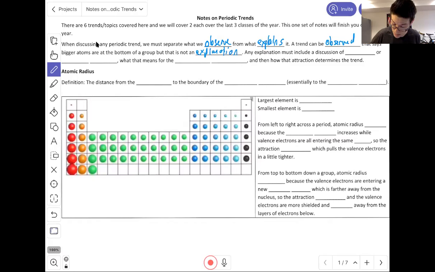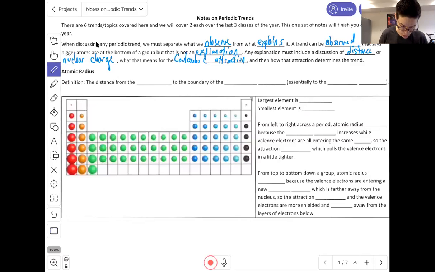An explanation must include a discussion of either distance or nuclear charge. That is kind of why we spent that time last week talking about those things. So you have to describe either the distance or the nuclear charge, what that means for the Coulombic attraction, and then how that attraction determines the trend. So what you're going to find as we go through these notes is that's how I've laid out each sort of explanation. So I have provided model explanations in these notes for you to pattern your answers after.